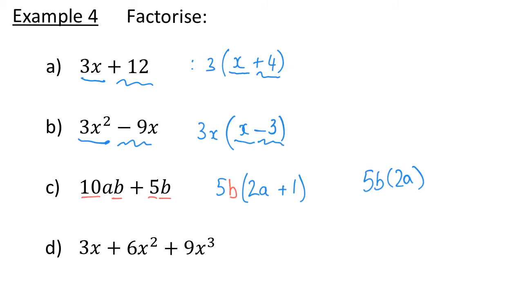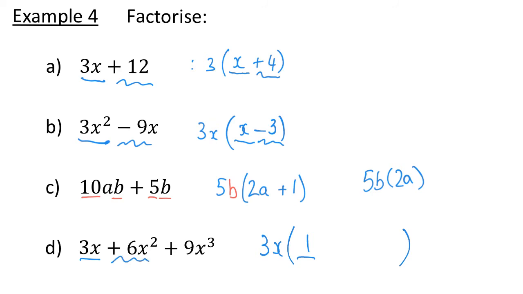And then in example D, we need to try something that's common to all 3 terms. So number-wise, we're looking at something common between 3, 6 and 9, and they're all divisible by 3. So we're going to put a 3 outside. And then we have x squared and x cubed. So what we need there is an x, so x is common to those. So we need a bracket. The first term, 3x multiplied by something, will give us 3x, and that's 1. So just like we had in the previous example, we need the 1.